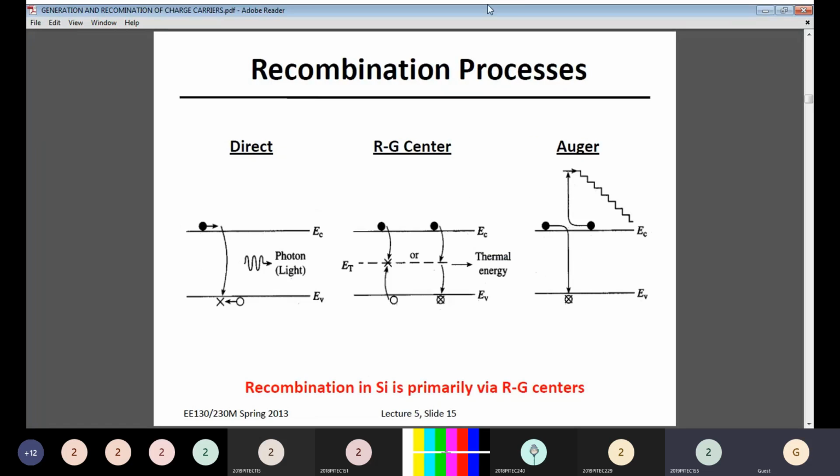In the recombination process, the electron from the higher energy region will move on to the lower energy region. While it is shifting from the higher energy region, or higher concentration region, to the lower concentration region, it will emit a particle or wave that is called a light wave or photon. And RG centers: in silicon, the recombination of electron hole pairs takes place via these RG centers only.